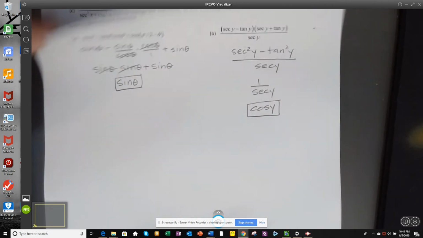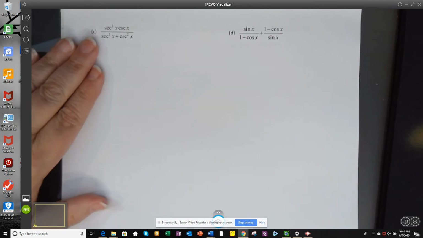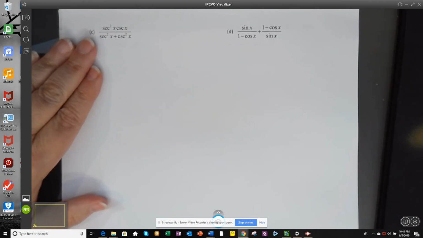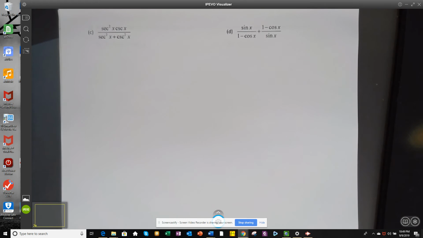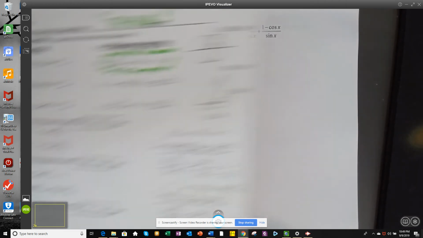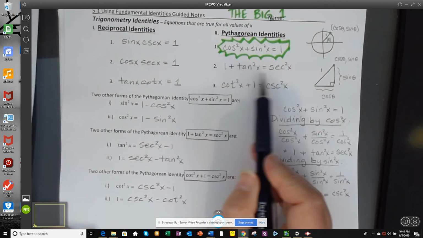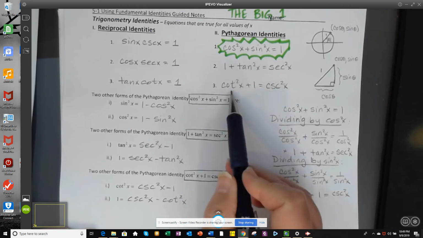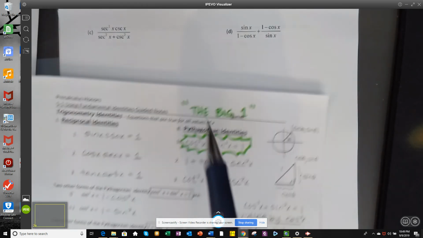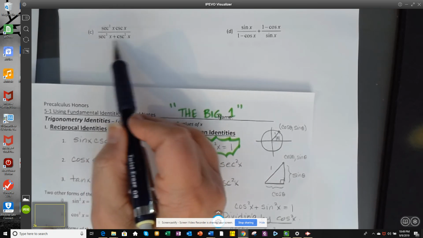All right, let's do another one. Secant squared x times cosecant x on top, secant squared x plus cosecant squared x on the bottom. Now, if you look at the big 1 identities here, you'll notice that the tangent's only with the secant squared, and the cotangent's only with this cosecant squared. So the fact that these are different is not helpful.